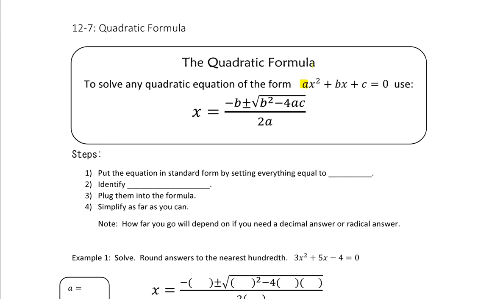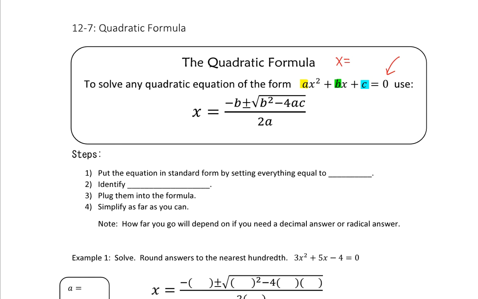So a is the coefficient of the x squared term, b is the coefficient of the x term, and c is the constant. And it is very important to note that it needs to be equal to 0. Once you have it set up like this, we can solve this equation. In other words, find what x or x's make this equation true using the quadratic formula.